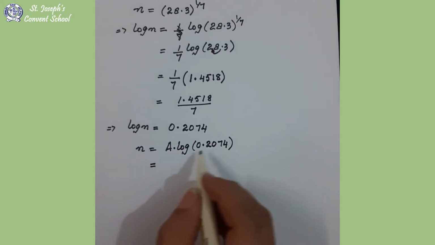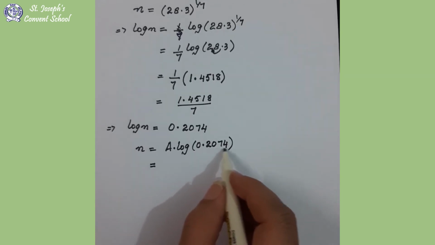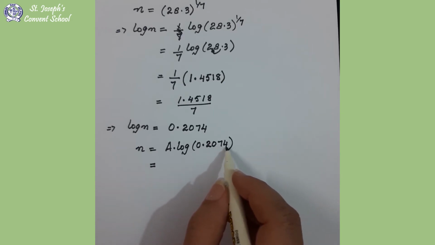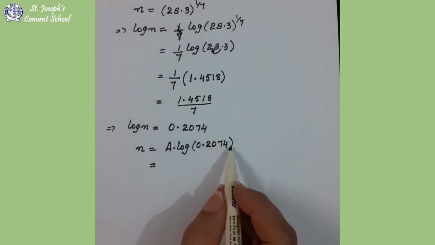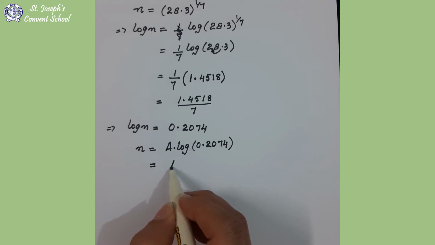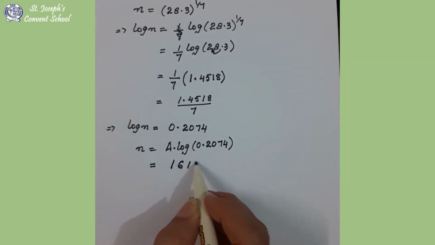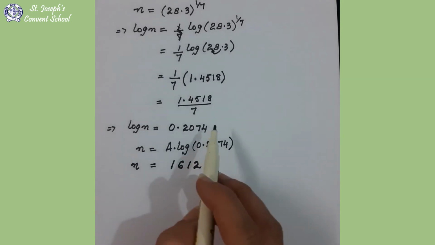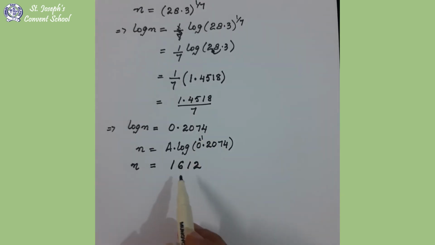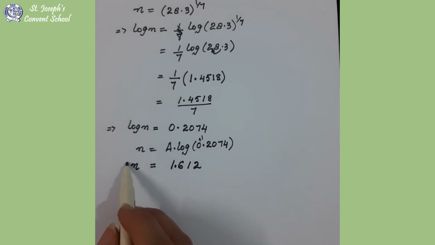Now in anti-log, 0 is the characteristic and the rest is mantissa, and you check the mantissa in the anti-log table. So you will check 20 column 7 and mean difference column 4. After adding, you will write the answer. So 20 column 7 and mean difference column 4, your answer will come 1612. Now where to put the decimal? We always add 1 in the decimal. So the characteristic is 0, so 0 plus 1 is 1. So after one digit. So this is the answer.